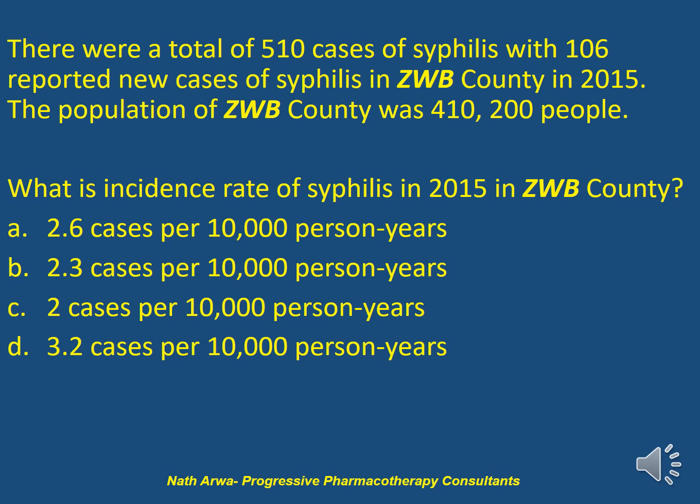So, same county, same population. The question this time round is, what is the incidence rate of syphilis, or what was it in 2015 in this county? Was it 2.6 per 10,000 person years? Was it 2.3? Or was it 2 cases per 10,000 person years? Or was it 3.2 per 10,000 person years? I'll give you 10 seconds to do the computation.